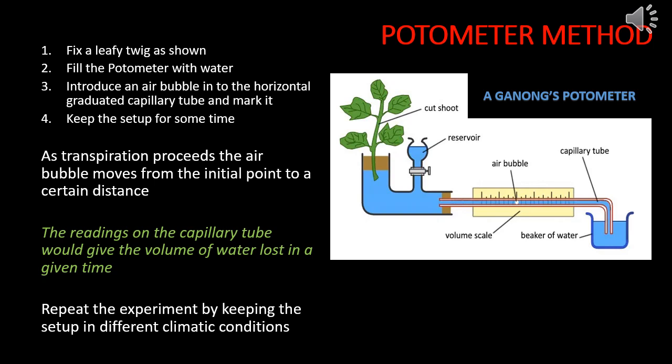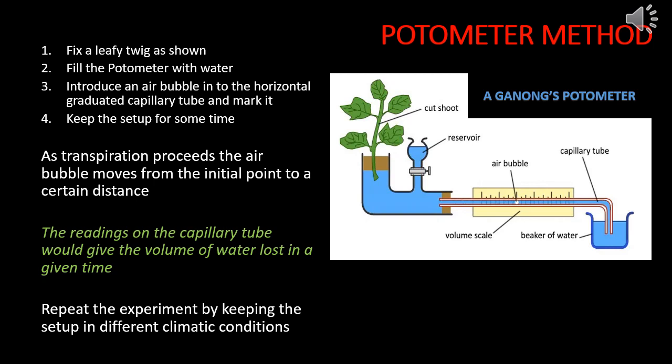How can we introduce the air bubble into the capillary tube? It can be done by dipping the horizontal graduated capillary tube into the beaker containing water. Repeat the experiment by keeping the setup in different climatic conditions, such as at the room temperature, outside temperature, or in a laboratory condition or very cold condition. Then you will get the different readings.